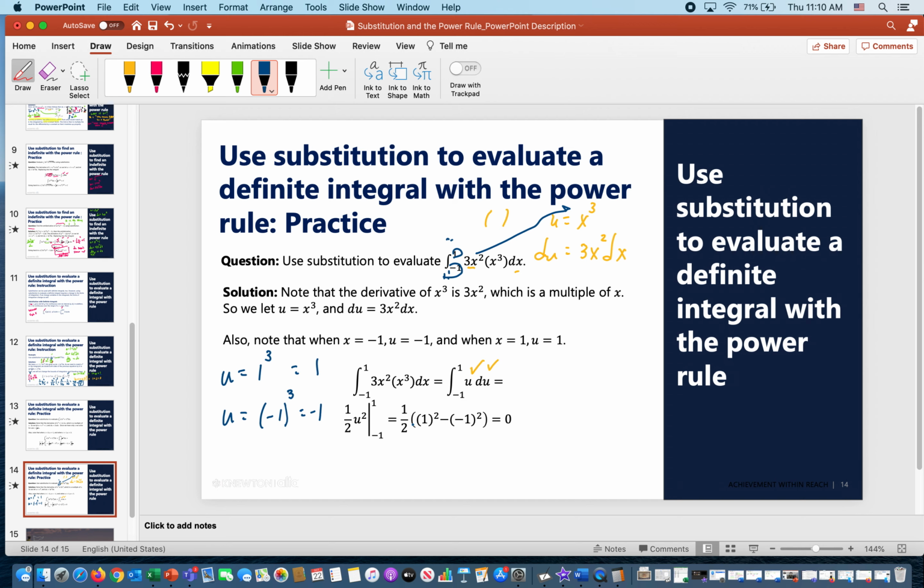So I'm going to take the antiderivative of u, which is u to the 1 plus 1 over 1 plus 1, or 1/2 u squared. And we're going to plug in negative 1 and 1. So 1/2 of 1 squared minus negative 1 squared. So what's happened is we've factored out this 1/2. And we're going to have 1/2 of 0, which is 0.